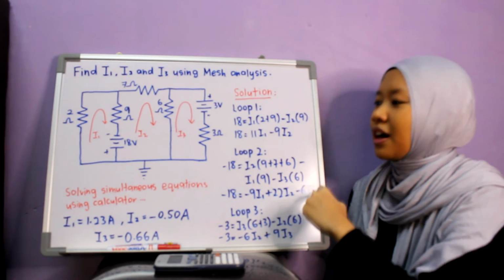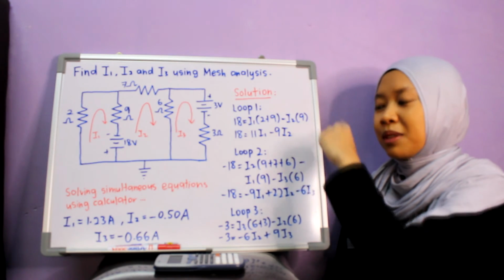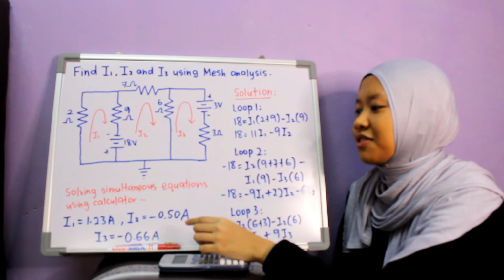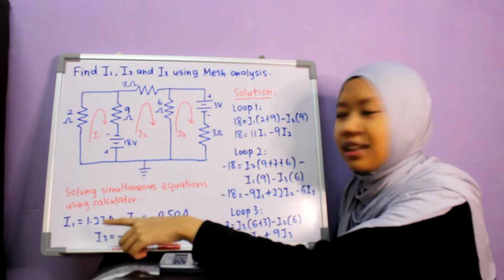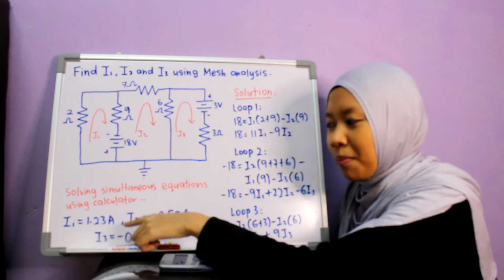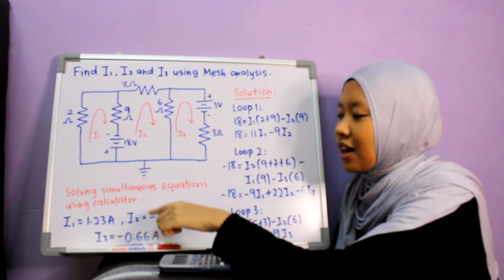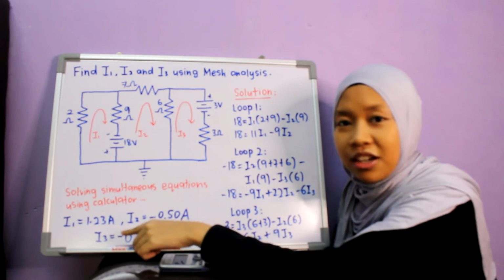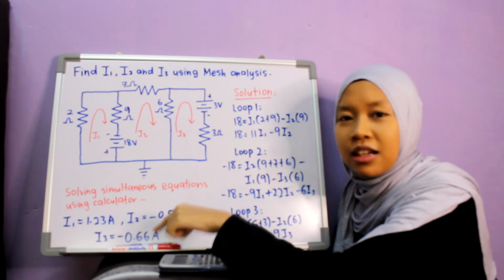Okay, so we will solve simultaneous equations here using calculator, and we will get the final answer for I1 is 1.23 amp, and then for I2 negative 0.5 amp, and then for I3 the value is negative 0.6 amp.